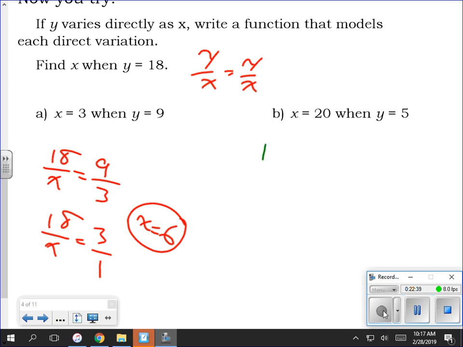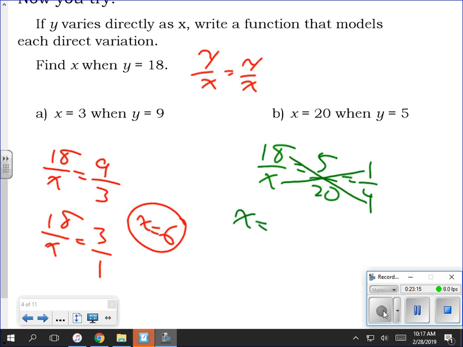18 over x is equal to 5 over 20. I'm going to do the same thing on this one. Or I could cross multiply, but why not? Here's the other thing. I can always reduce, if I can reduce ahead of time. If I'm doing it this way, what is 5 over 20? That's 1/4, right? 1/4 is a lot easier to deal with than 5 over 20. Because here, even if I cross multiply, that makes cross multiplying easy. X times 1 is x. 18 times 4 is, let's see, 40 plus 32 is 72.